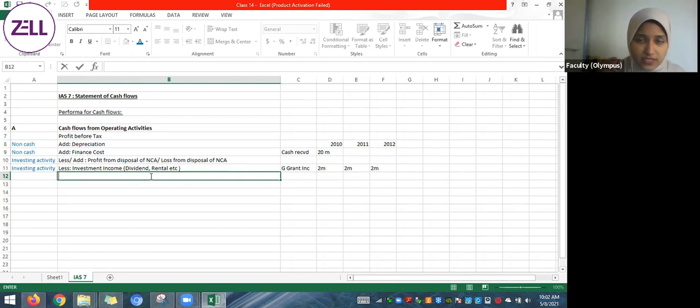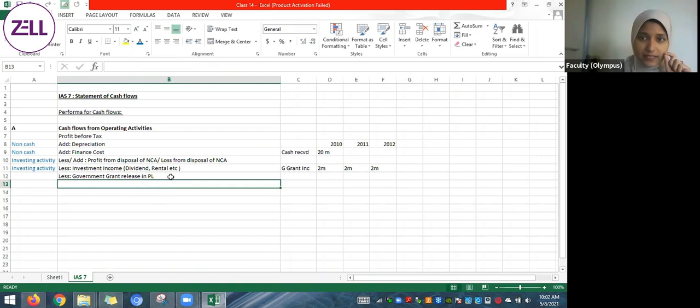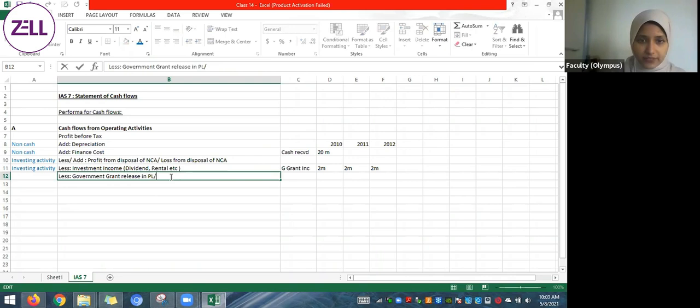So that's why I will have to remove the impact of any government grant income release in the PL. Okay, the right word is government grant income release in the PL. So less government grant release in PL. Now they can use another word for it called amortization. Amortization of government grant. It means the same thing. Okay. Amortization of government grant is the same thing as government grant release in the PL.